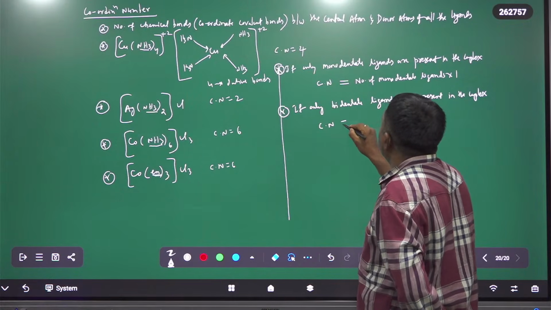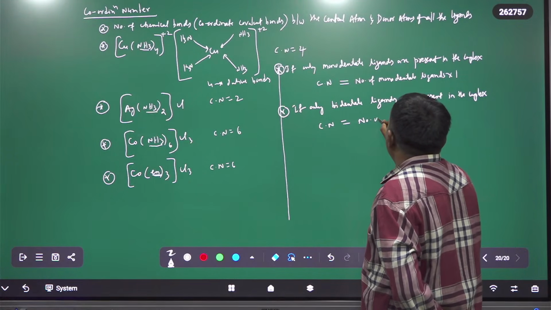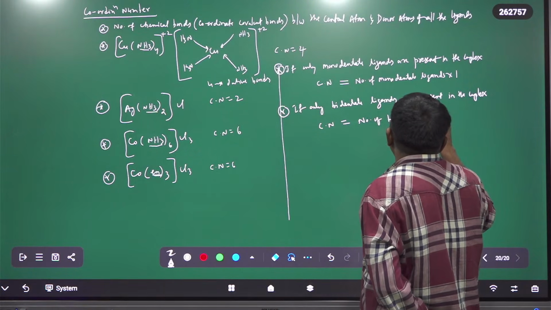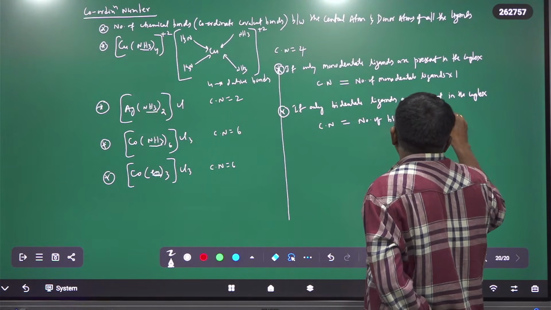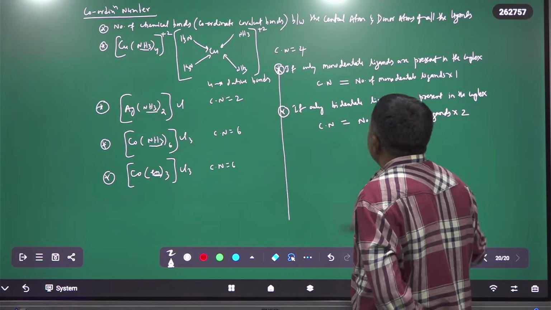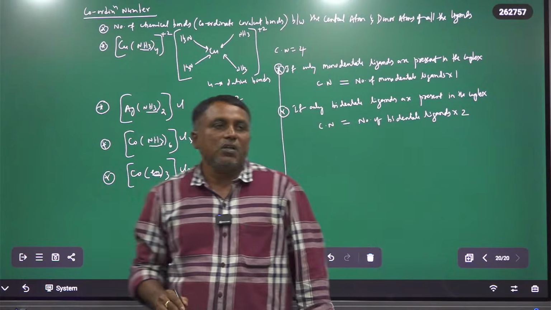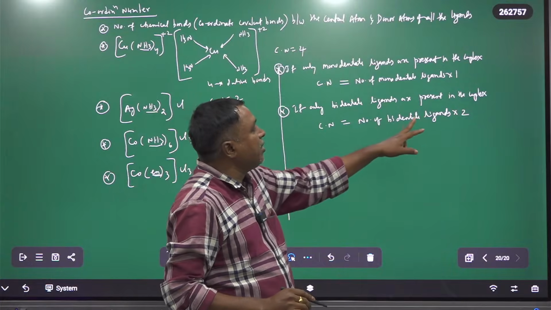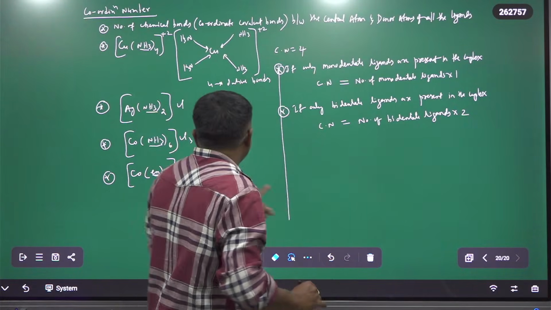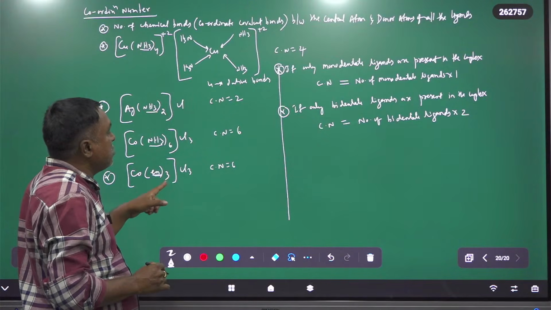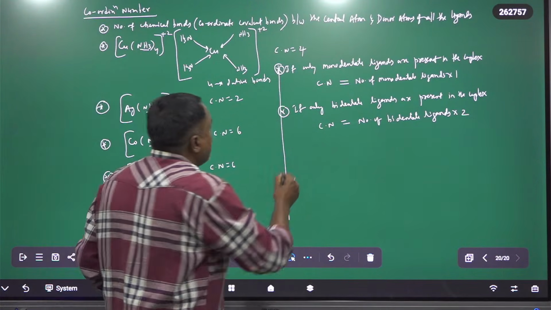coordination number is equal to number of bidentate ligands into its denticity, and the denticity is 2. So if only bidentate ligands are present in the complex compound, how can we calculate the coordination number? Coordination number is equal to number of bidentate ligands into 2. So here the number of bidentate ligands is 3. 3 into 2 is 6. Therefore, coordination number is 6.